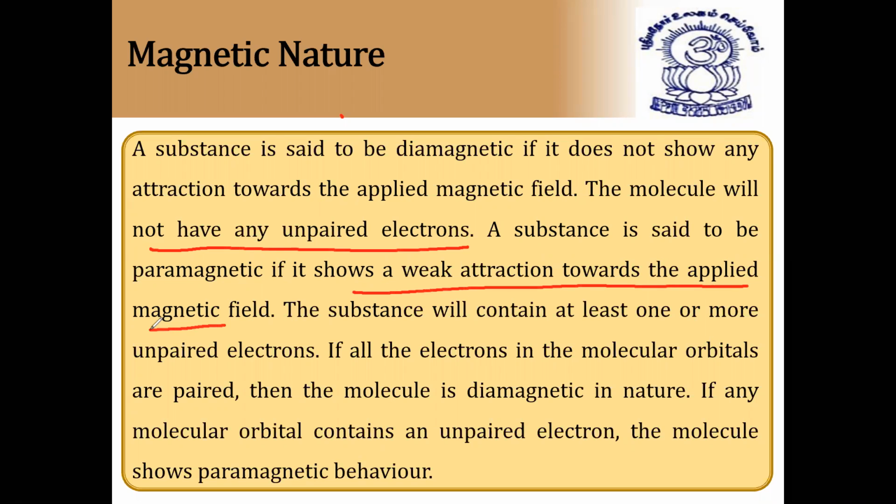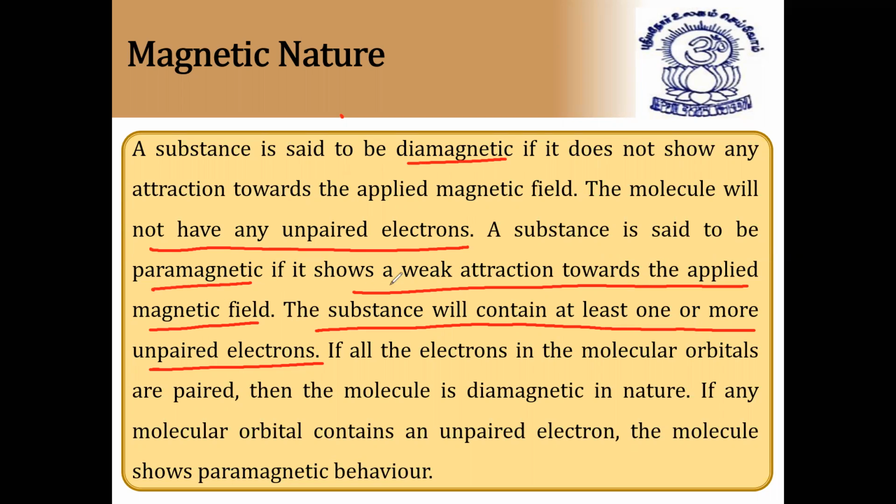This we cannot see directly, and only in our view the substance will contain at least one or more unpaired electrons, because applying a magnetic field to the atom is not possible for us. Only by spectral studies can we do it. But here we can identify it. If it has no unpaired electrons, it is diamagnetic. If it has at least one or more unpaired electrons, it is paramagnetic.